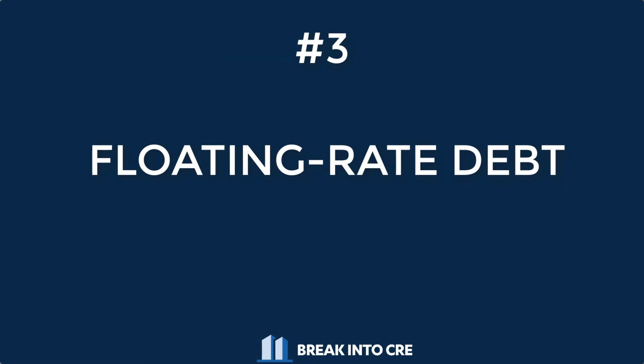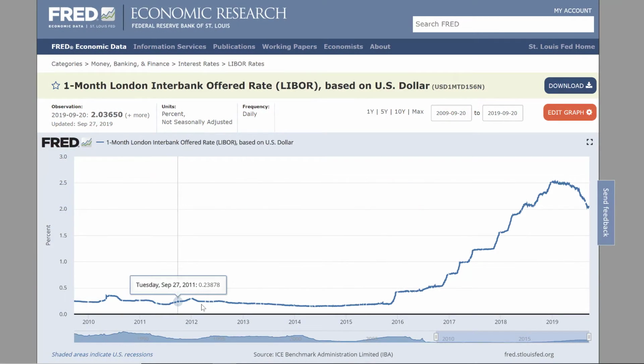Now, the third term that you want to know is floating rate debt. Floating rate debt just means that the interest rate is going to go up and down based on a predetermined interest rate index. Oftentimes what you'll see in commercial real estate today is the 30-day LIBOR index, and that's going to be the index rate that moves on a monthly basis and decides what those loan payments are actually going to be.